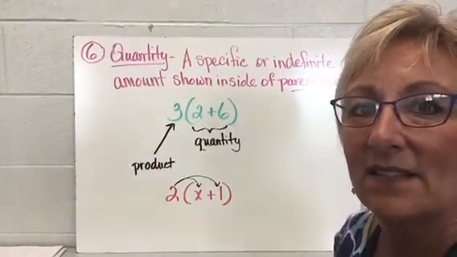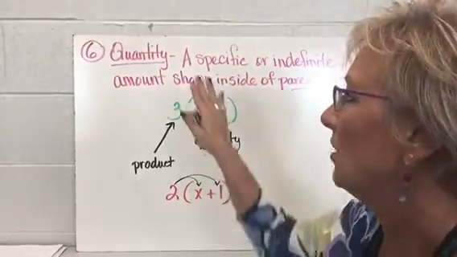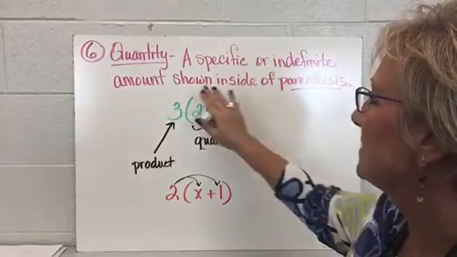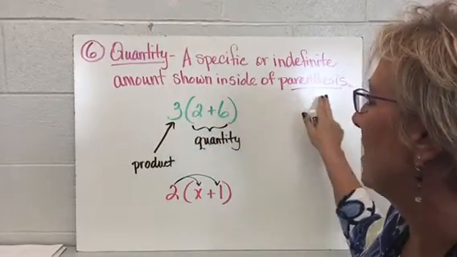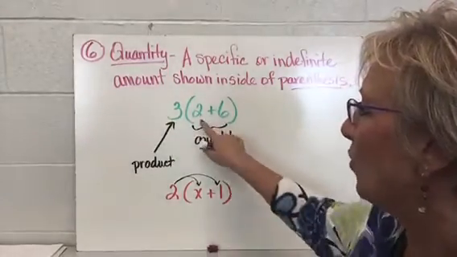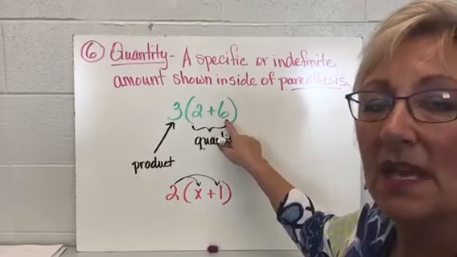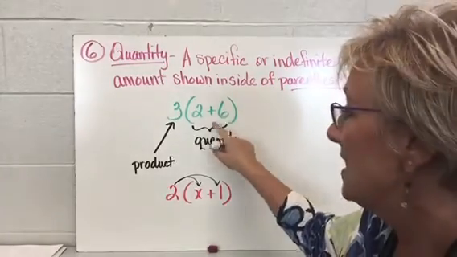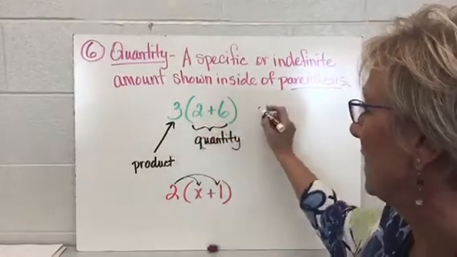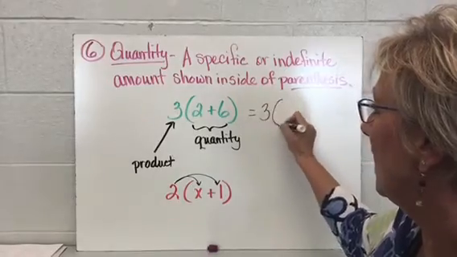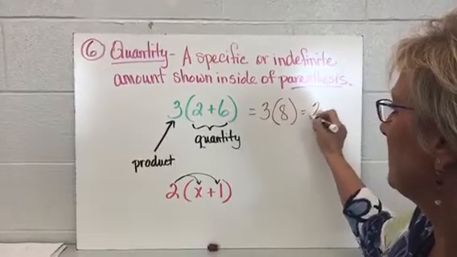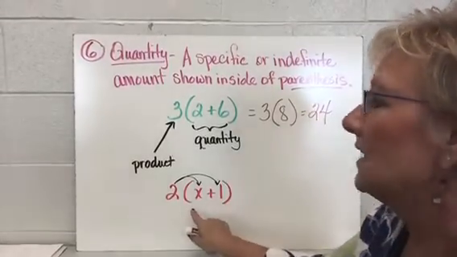Quantity, this is your last actual word that we're going to be defining, is a specific or indefinite amount shown inside of parentheses. For example, in this particular order, we know that we can add 2 and 6 together because they are like terms. So if I've got the product, that means I'm multiplying whatever 2 plus 6 is times 3. So it would look like 3 times, I know 2 plus 6 is 8, and 3 times 8 would be 24.